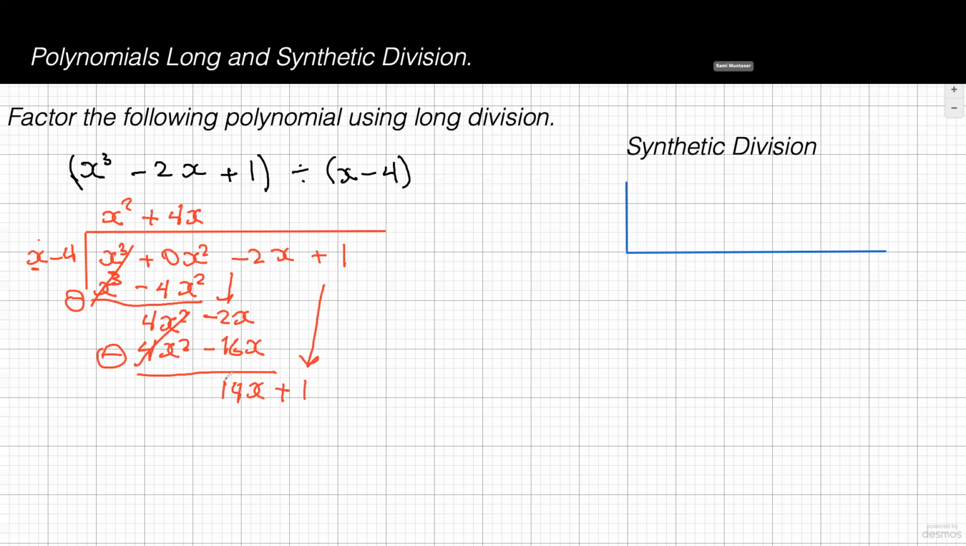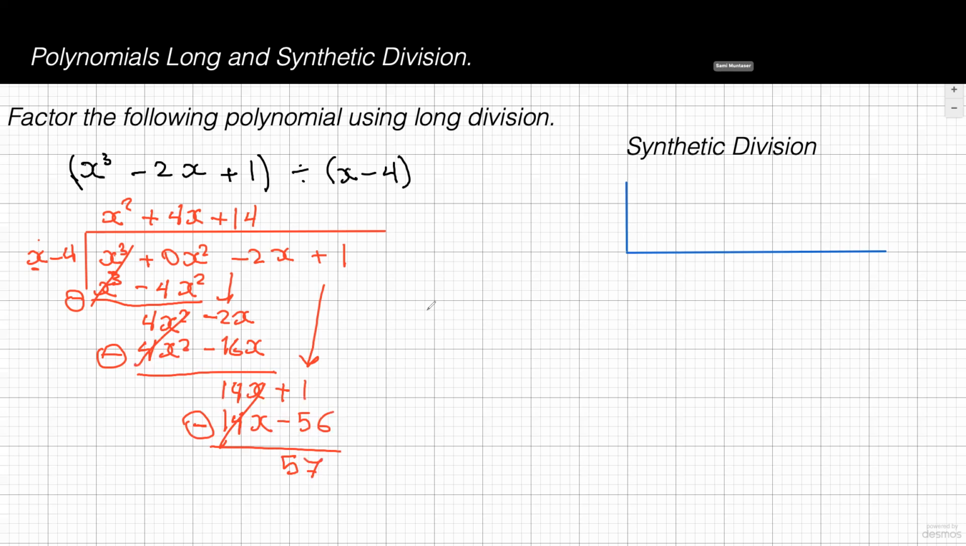And now I go 14x. I just take the first thing from here divided by the first thing from here. So 14x divided by x, I get 14. And that's what I write here. And then I multiply this into here and into there. So when I multiply 14 into the x, I get 14x. And when I multiply the 14 into the -4, I'm going to get -56. And now I subtract again. That will cancel, and 1 minus -56 is 57.